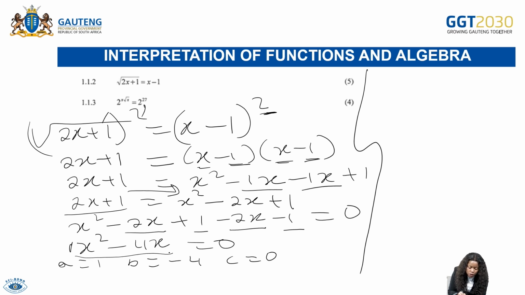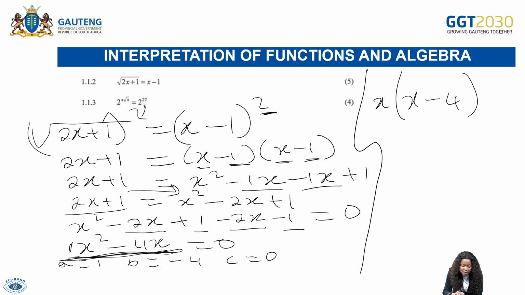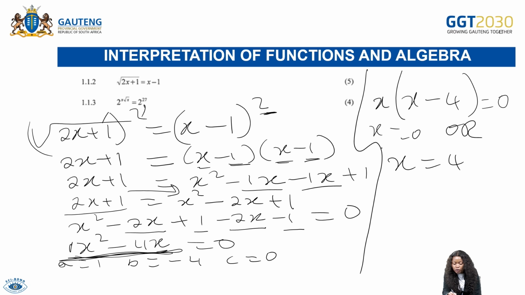You look for what is common here. I can see that x is common, so I take out x as a common factor. If I take out x as a common factor, I am left with x minus 4, because I have taken out this x as a common factor, and it equals 0. Then x equals 0, or x equals positive 4.